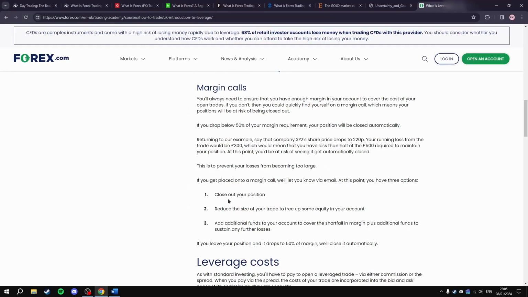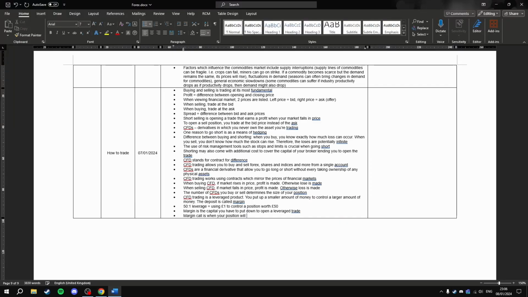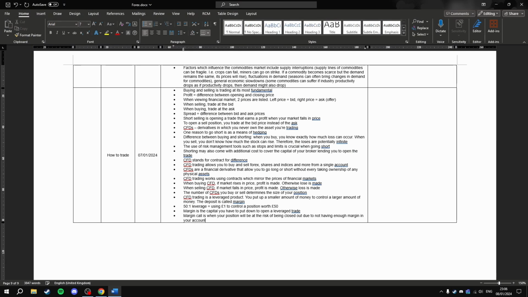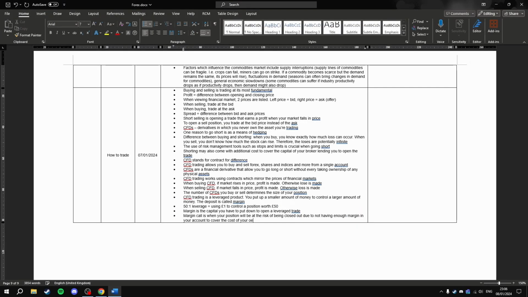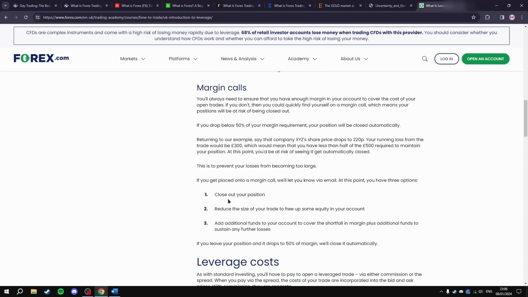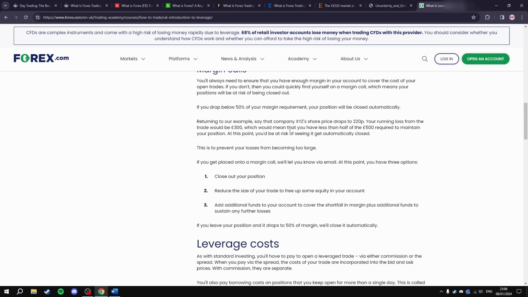Your position may be closed due to not having enough margin in your account to cover the cost of your open trades. If you drop below 50% of your margin requirement, your position will be closed automatically.